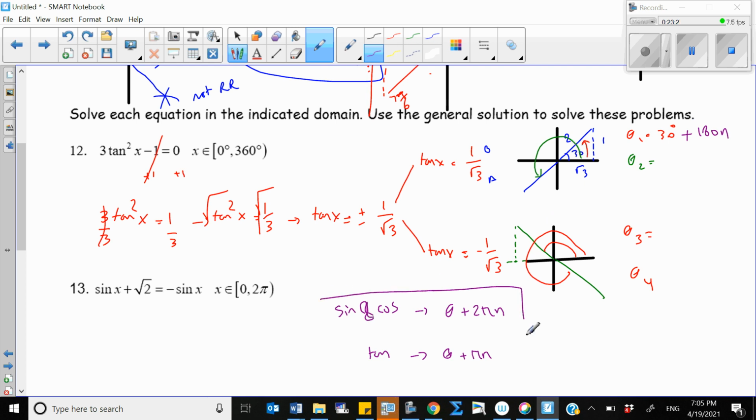So the general solution for sine and cosine is this. For tangent it is pi n. If you want to write them in degrees, instead of 2 pi, you write 360 n. Instead of pi, you write 180 n. So you need to add 180 n to all these angles.